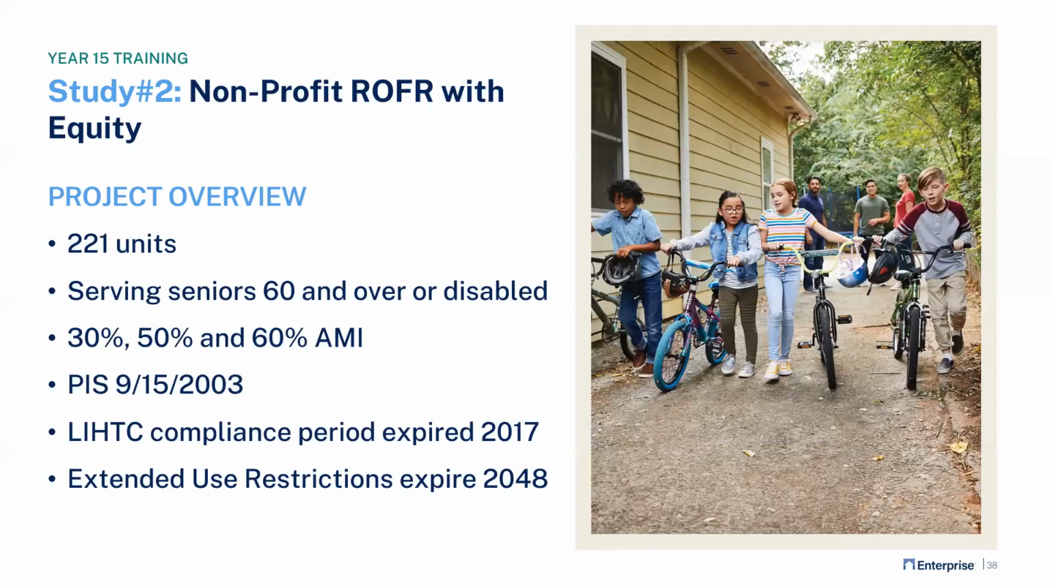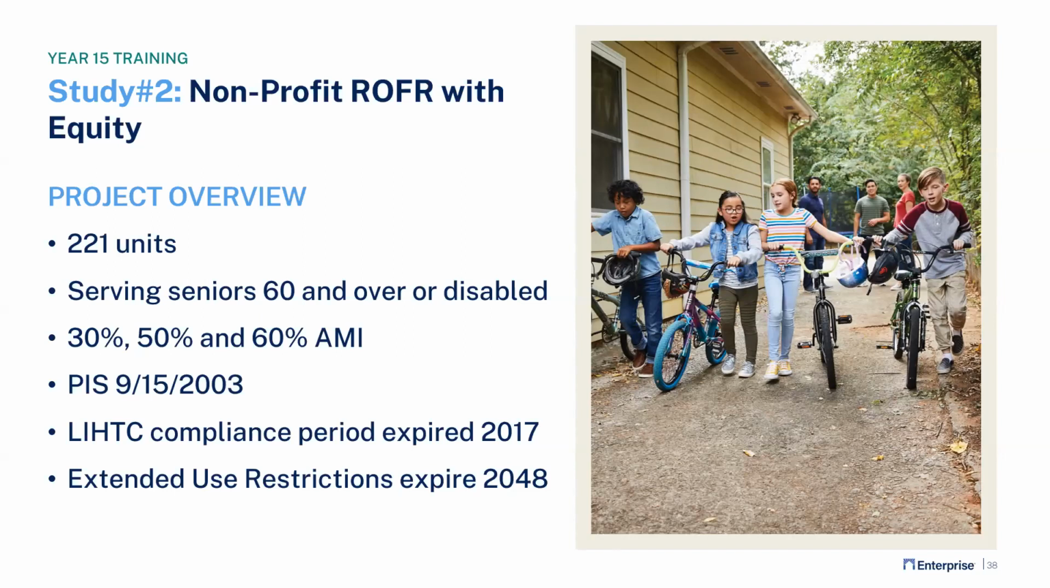It has 221 units serving seniors 60 and over with and/or disabled tenants. AMIs range from 30 to 60%. This building was placed in service in 2003, and the compliance period expired in 2017. So yes, this was what we call a deferred exit. The reason it was deferred is, number one, getting the general partners and their internal organization to decide what they wanted to do going forward.